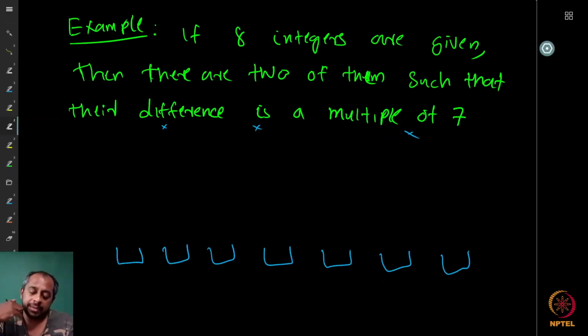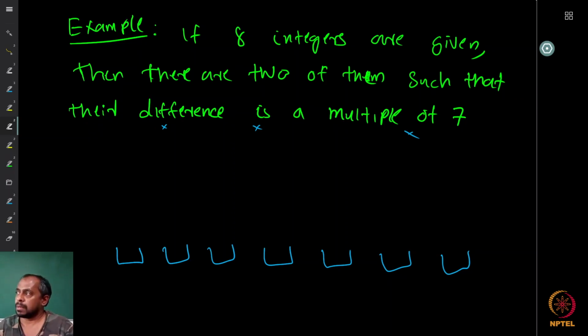Suppose you have 8 integers, and you are asked to show that out of these 8 integers that are given to you, there are 2 among them whose difference is divisible by 7. Okay, no matter which integers are given to you, you have to show that two among them are such that their difference is a multiple of 7.